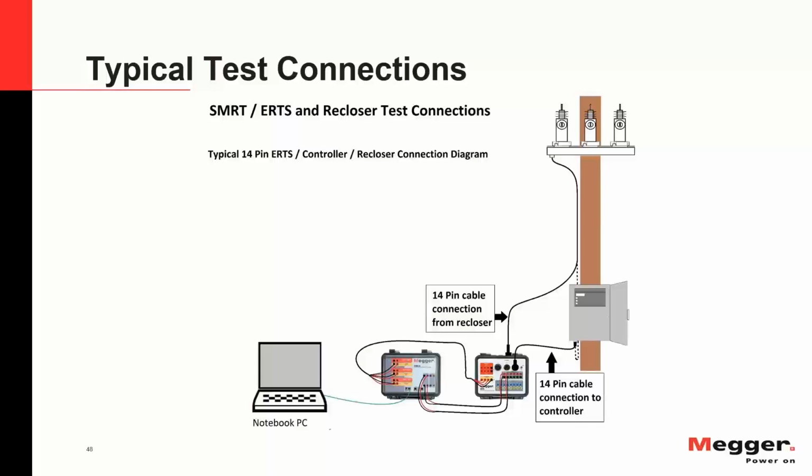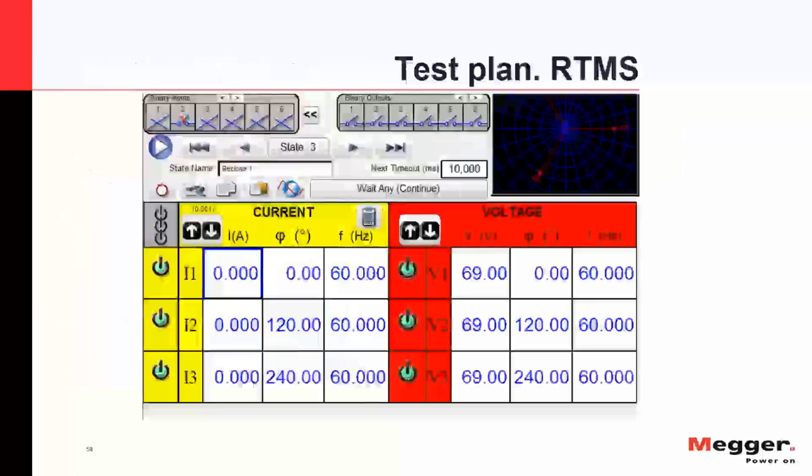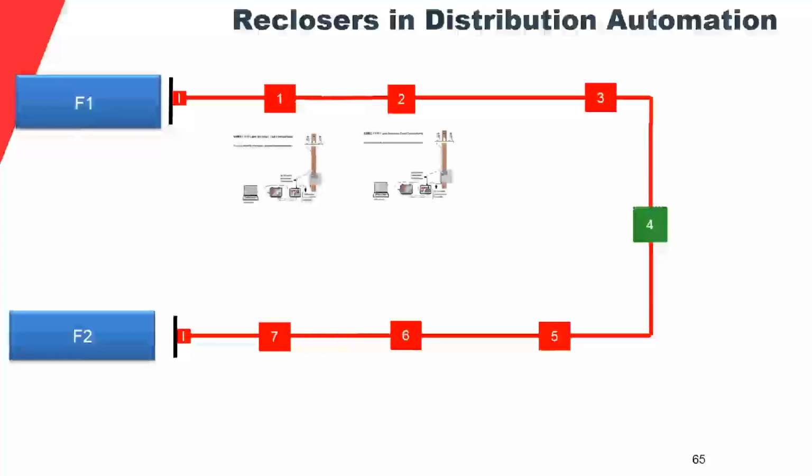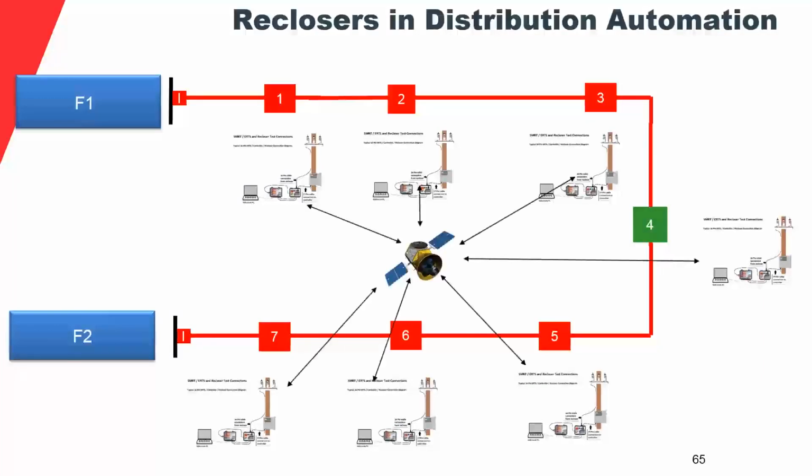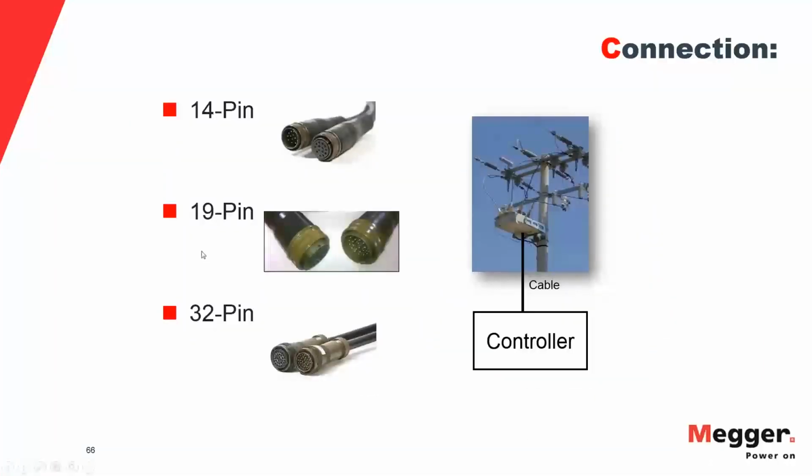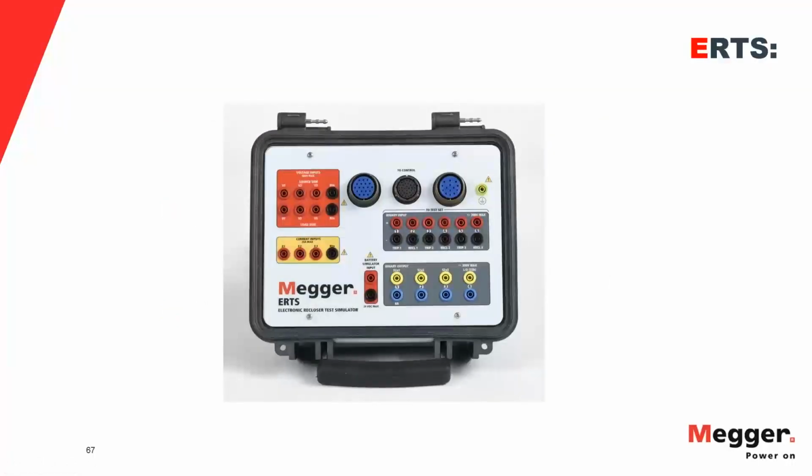What I'm trying to say is that you need to figure out a way to connect your recloser to whatever test set you have, because there is no test set out there that has a universal connection. Most test sets have a connection on the test set, and then you need some sort of adapter to connect. Now, the most popular cables are, no doubt, the 14, 19, and 32 pins. These ones you can connect directly into this test set here.